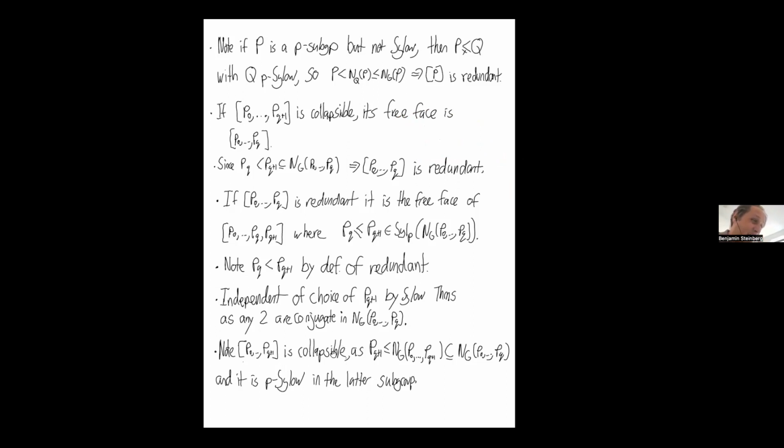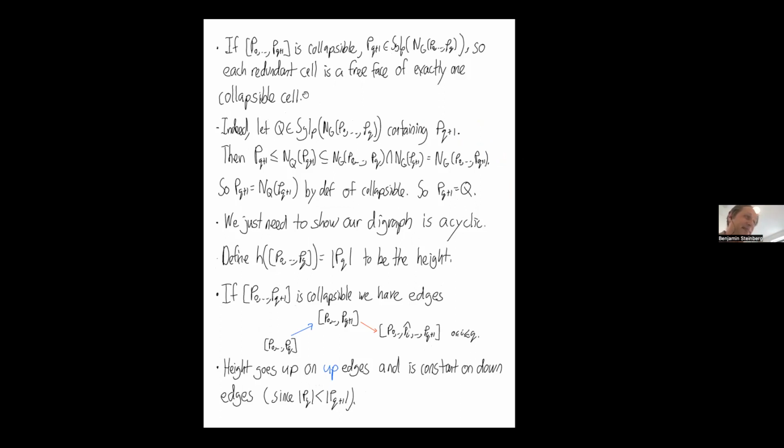And this one really now is collapsible because it is a p-Sylow subgroup of P0 through PQ, and therefore it's a p-Sylow subgroup of this smaller subgroup. And you can also check that each redundant face is a free face of exactly one collapsible cell, because basically all we can throw in at the end is a Sylow subgroup of the normalizer. So this requires a little argument. Maybe it's not worth going into.